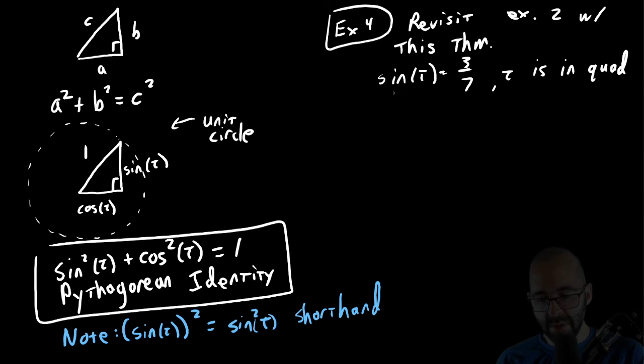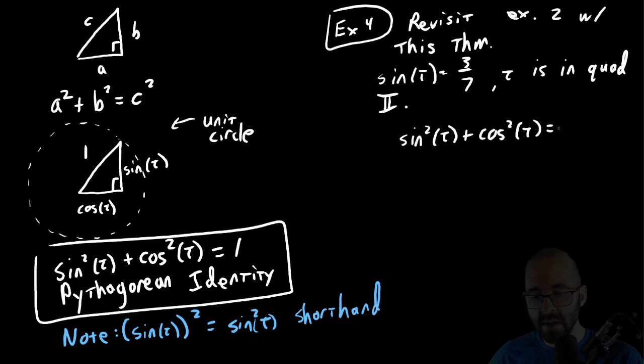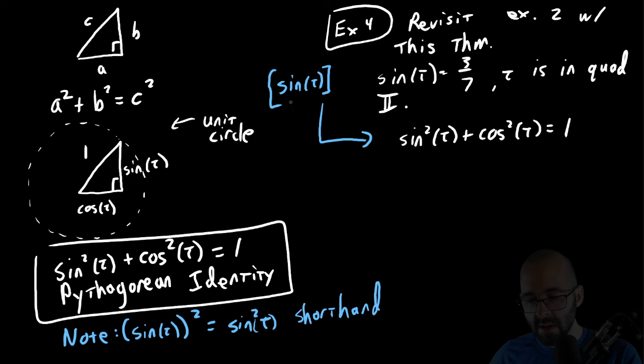Well, now that we have some nice little mathematical sorcery, this problem gets a lot easier. Watch this. Pythagorean identity: sine squared of t plus cosine squared of t equals 1. And again, remember, sine squared of t just means sine of t squared. So as a side note, this right here is just whatever sine of t is, and then square it. But sine of t is 3/7. So what this becomes is 3/7 squared plus cosine squared of t.